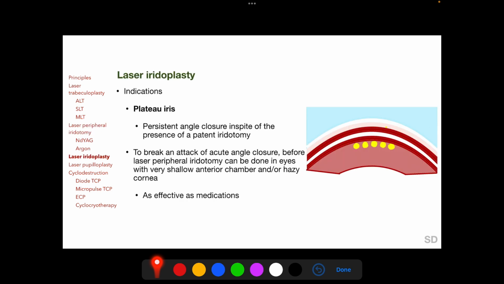The most important indication of laser iridoplasty is plateau iris, and this is very important to remember. In plateau iris, there will be a persistent angle closure in spite of the presence of a patent iridotomy. Another indication of laser iridoplasty is to break an attack of acute pupillary block angle closure before laser peripheral iridotomy can be done in eyes with very shallow anterior chamber and or hazy cornea. And for this indication, it has been found to be as effective as medications.